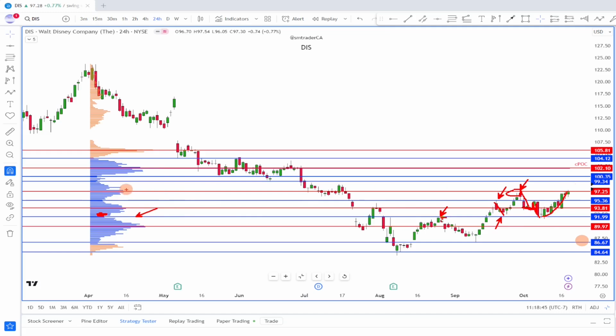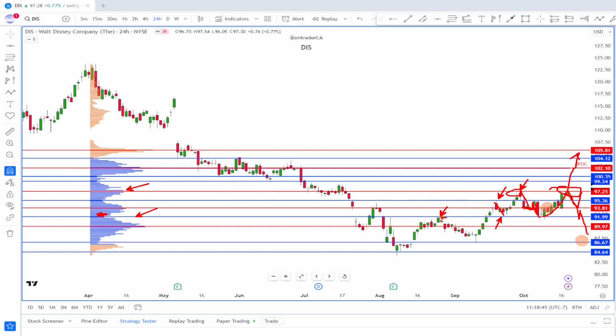So now we are sitting here at this high volume node, a potential resistance area. The key question that we want to answer is, will this break out? If it does, what level should we keep an eye on? If it comes down, what level should we look for a potential bounce? Or if it doesn't bounce, what level could we expect Disney to go back down to? Those are the questions we are going to answer by looking at this composite profile and all these high volume nodes and low volume nodes.